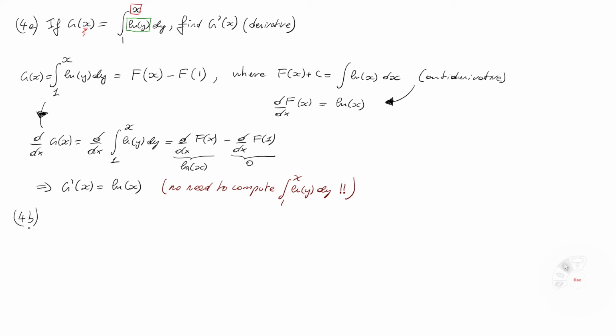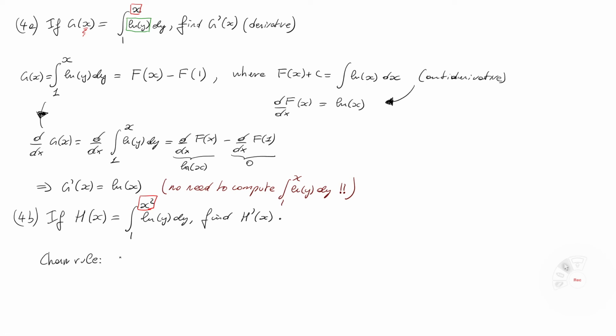And then a slight variation on this. Now let's assume that we have a function h of x, which is the integral from 1 to x squared of ln y dy, and now find h, the derivative again, h prime of x. And now it's almost the same problem, but we have an x squared in the upper integration bound. So we can't say that the derivative of h is just the integrand again, but what we can do is we can use the chain rule.